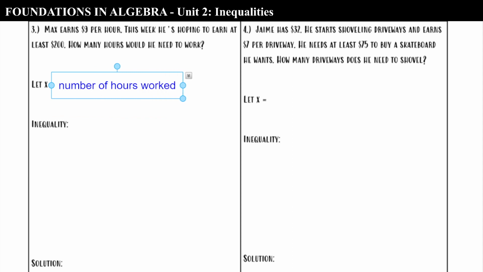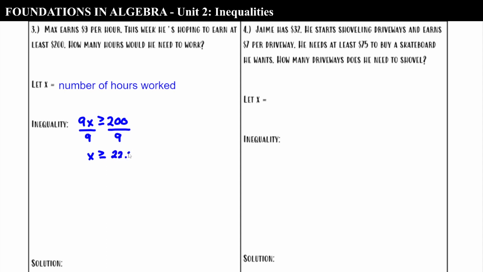So now we'll set up our inequality. Well, if he earns $9 per hour, he will get 9 times the number of hours he works. That's how much money he would get. And he wants to get at least 200, which means he can go over that, but the minimum he wants to earn is $200. So now if we divide each side by 9, we have X is greater than or equal to 22.22.